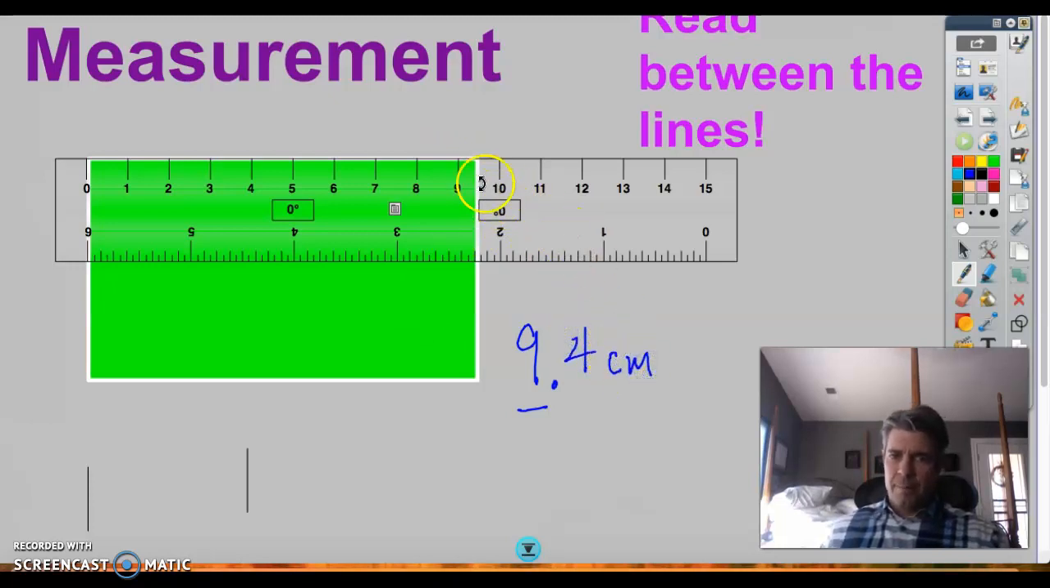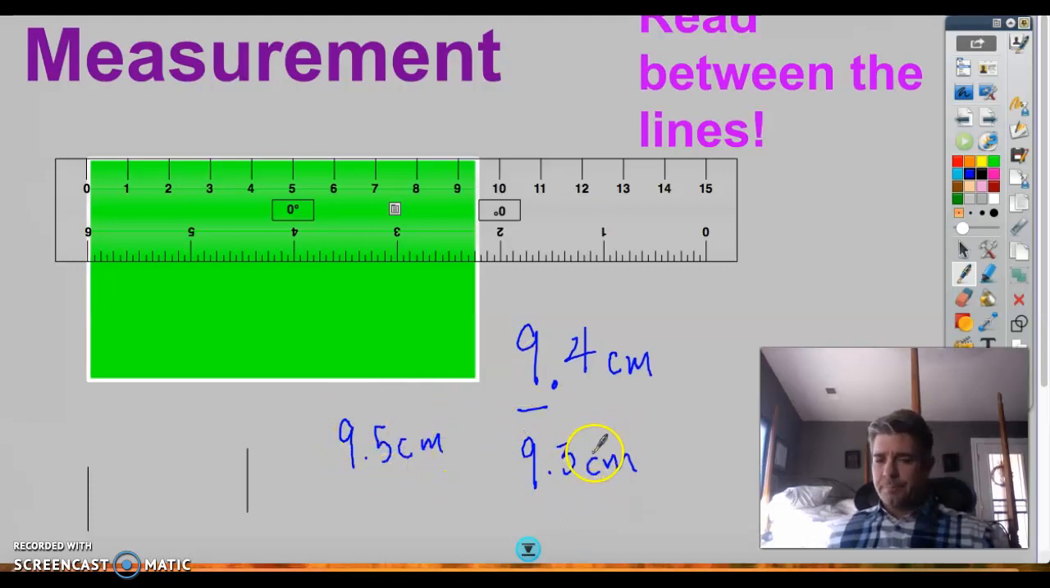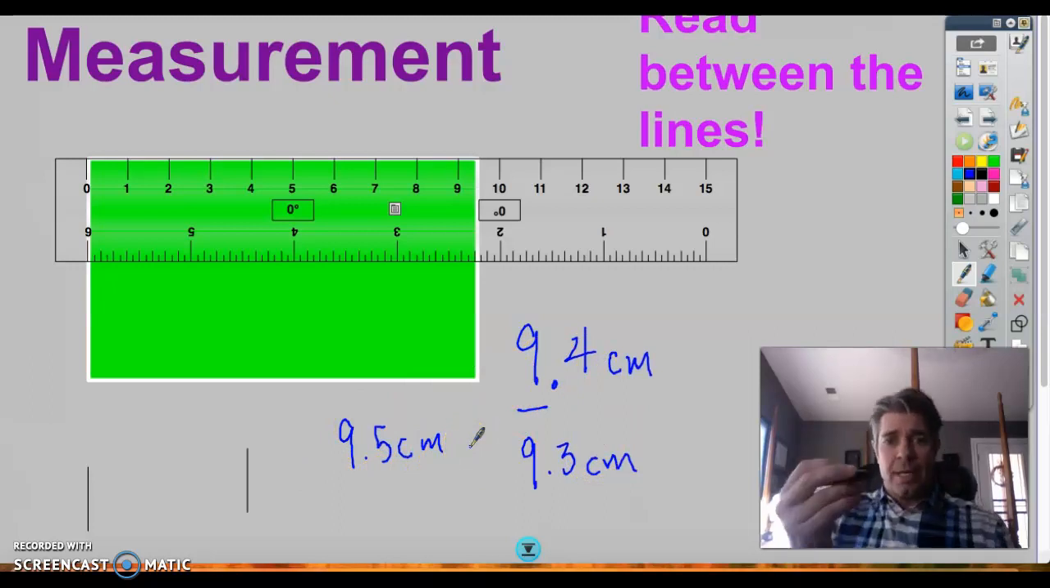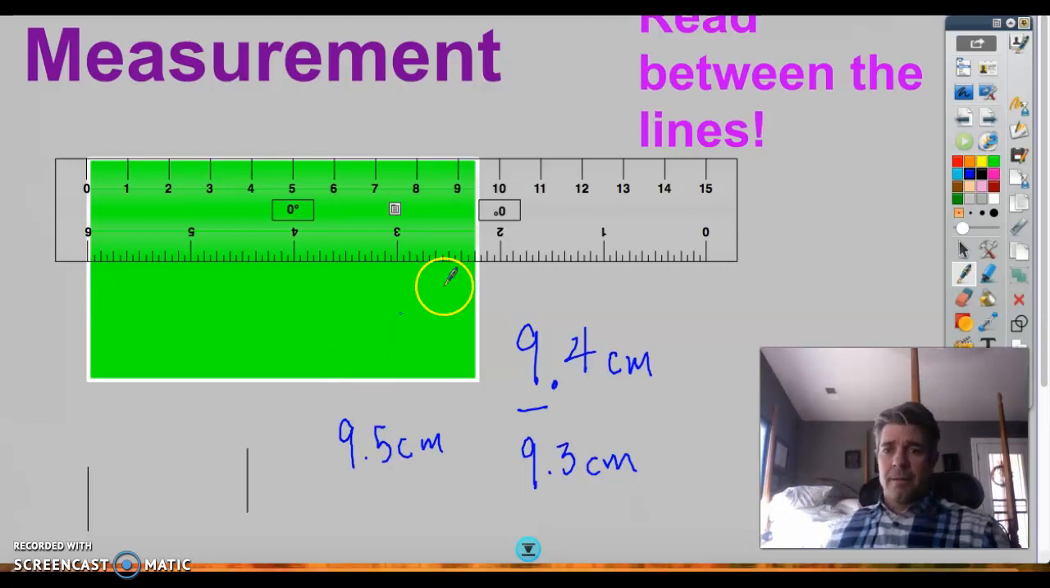That would be the correct answer for what's the length of this green object. Maybe your lab partner thinks it is 9.3 centimeters. Maybe your other lab partner thinks that it's half, 9.5 centimeters. Which one would be correct? All of them. It's our job as scientists to estimate as best we can. It's not perfect. This second digit here, in the tenths place in this case, is the uncertain digit.